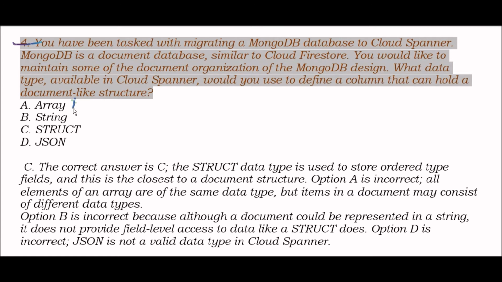Okay, option C is struct. Very important question and very simple also. Struct is correct answer for this question because the struct data type is used to store ordered typed fields, and this is the closest to a document structure. That's why option C struct is correct here. And option D, JSON. JSON is not a valid data type in Cloud Spanner. That's why option D is also incorrect.